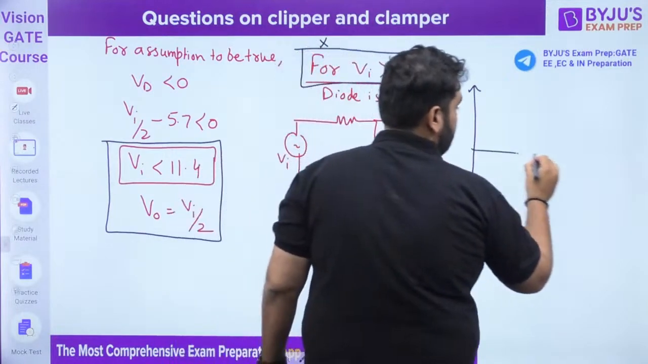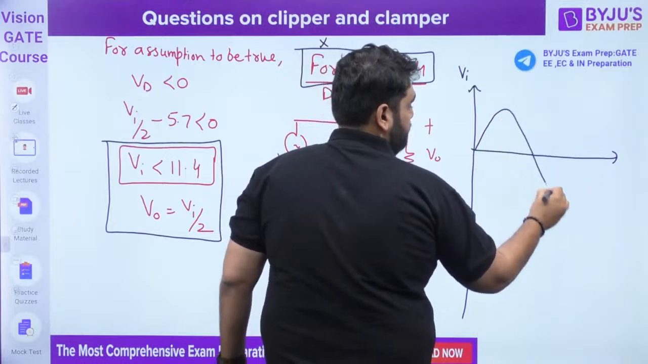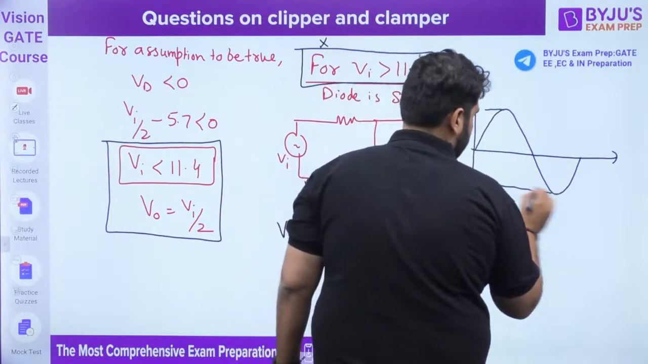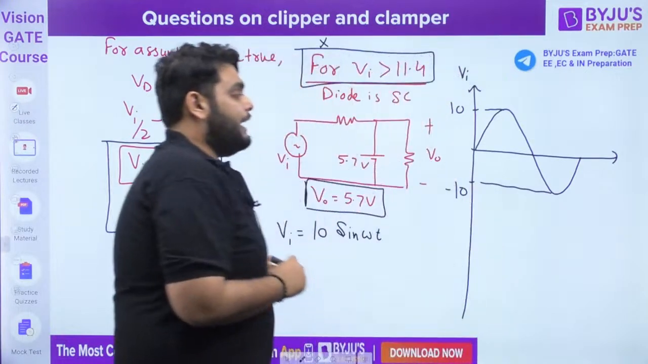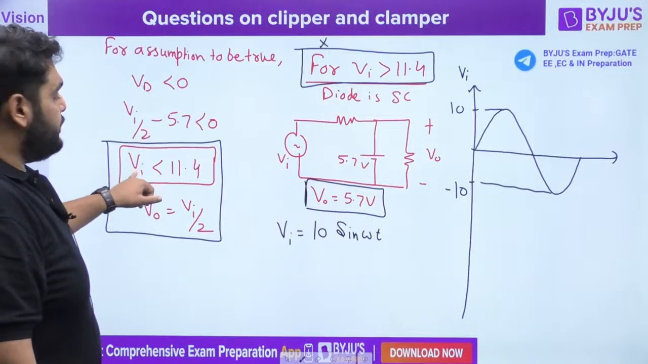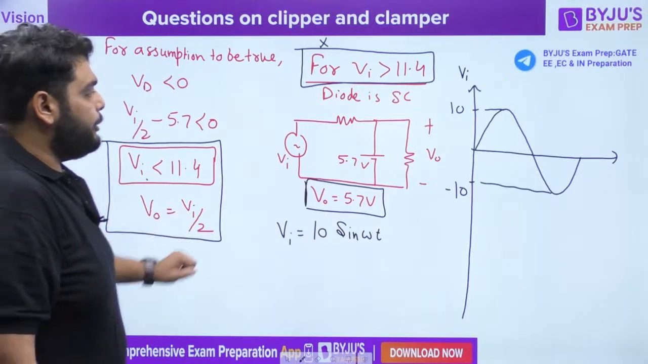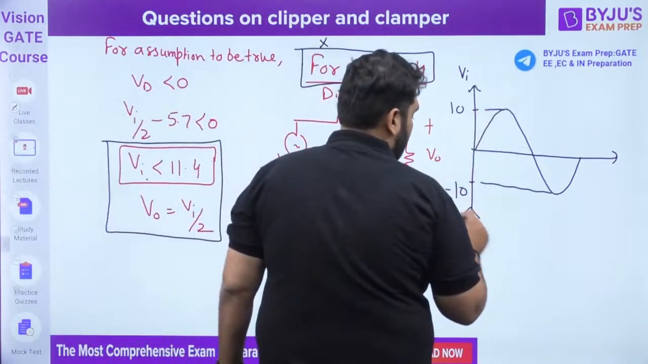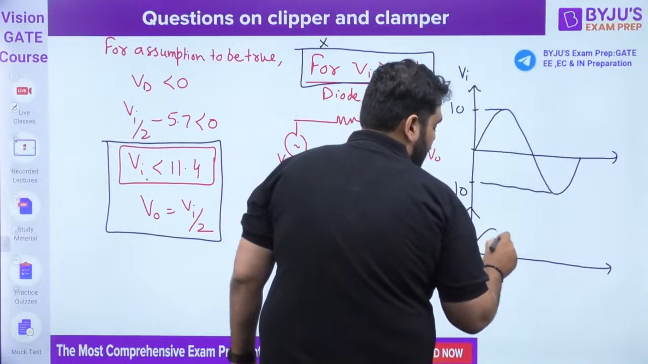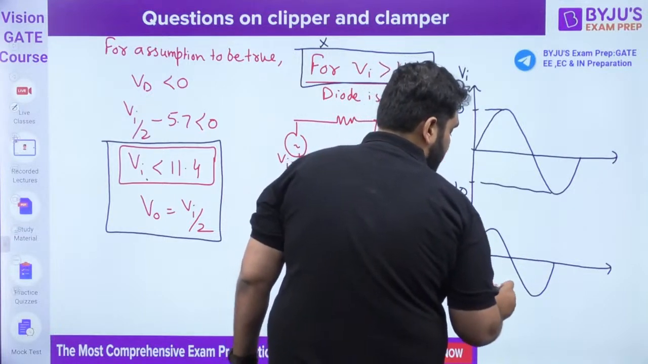See very carefully. This is the input voltage. This is 10, this is minus 10. So the input voltage lies between 10 and minus 10, and according to the first condition, if the input is less than 11.4, the output is Vi by 2. For the whole waveform the input is less than 11.4, so the output voltage will be equal to Vi by 2, which means 5 or minus 5.